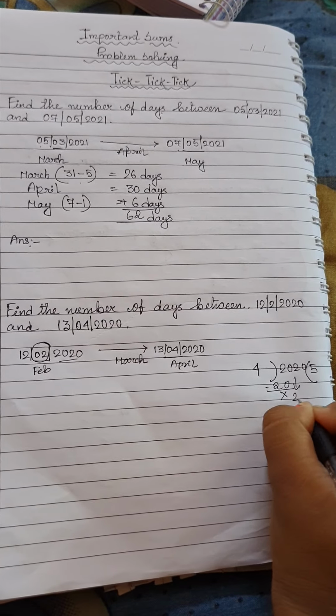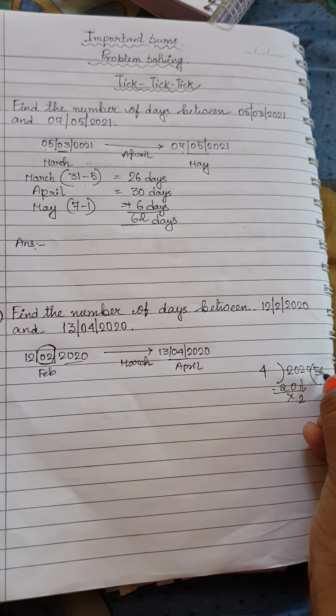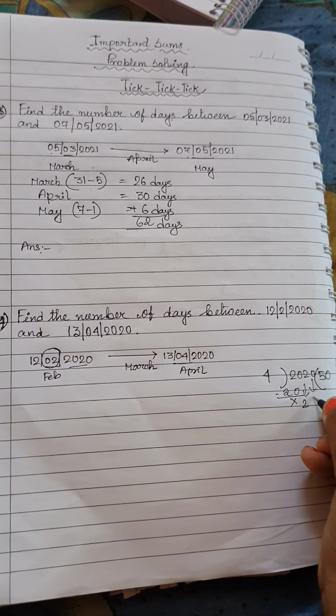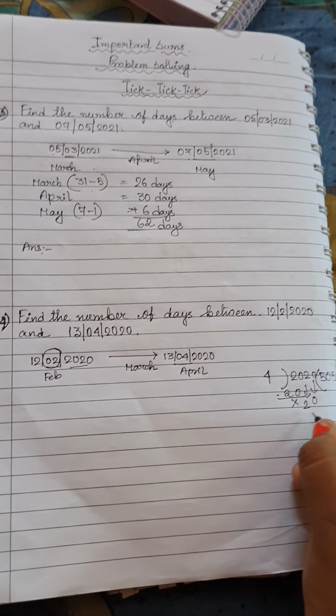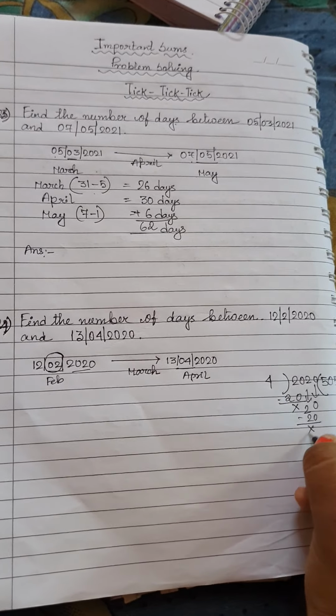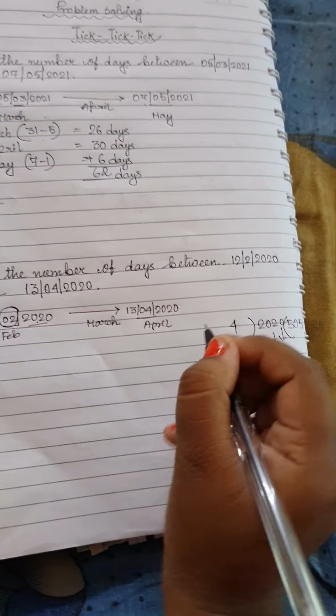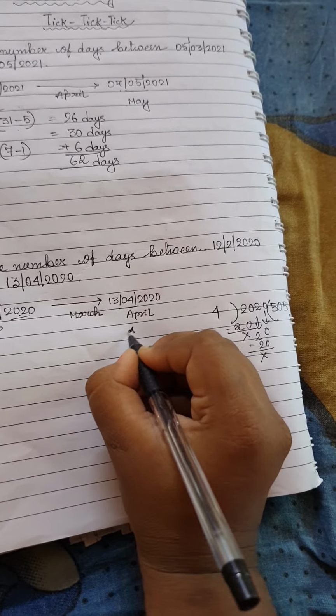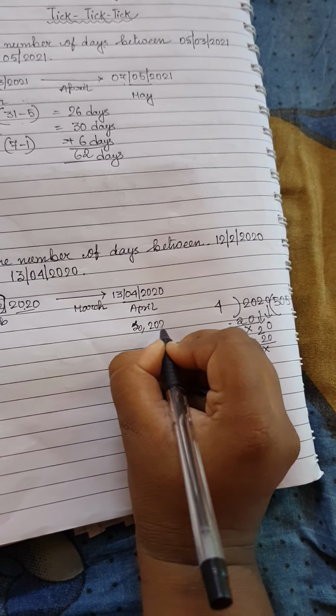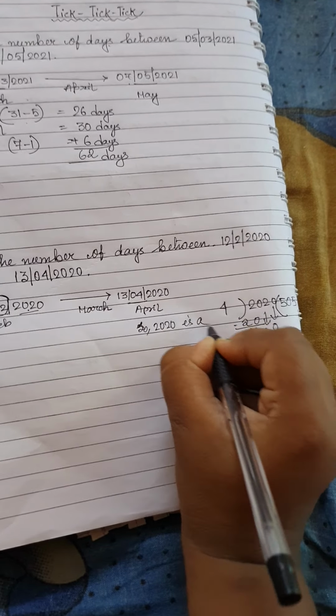Now 2 comes down, we can't do 2, so we'll keep 0 here, and this 0 comes down, again 4 5s are 20. So as there is no remainder, that means 2020 is a leap year. So we will write, 2020 is a leap year.